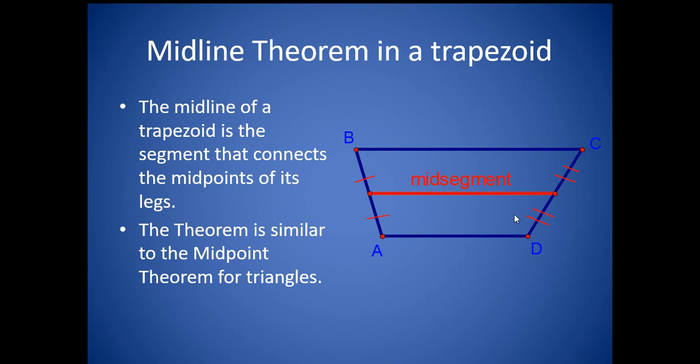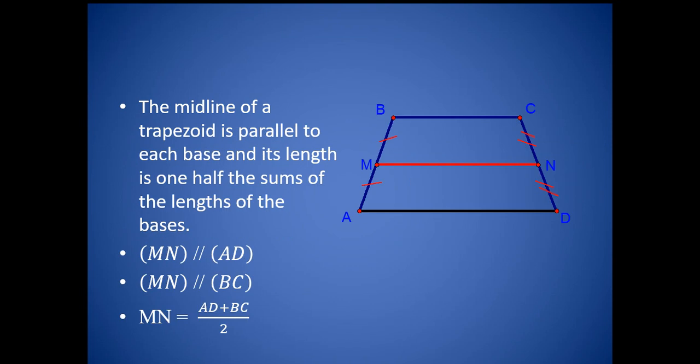Okay, and the theorem of it is similar to the midpoint theorem for the triangle. What does it mean? Let's see. This midline or midsegment is parallel to the bases. Like in the triangle, it's parallel to the base. So the midline of a trapezoid is parallel to each base, and its length is 1/2 of the sum of the lengths of the bases.